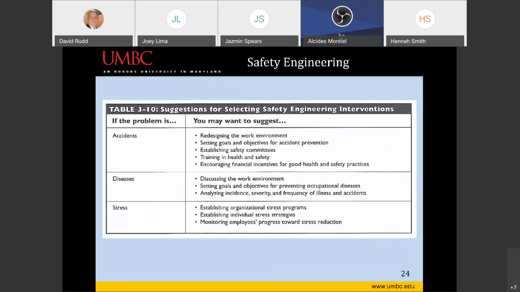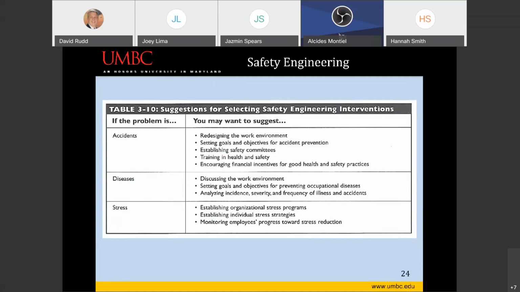So on this slide, you're going to see a table of when you may need to select safety engineering. If you've got maybe a bunch of accidents that are happening, you can see on the right-hand side, you're going to maybe suggest some of these things. In diseases and so forth, then you're going to suggest discussing the work environment and so forth.